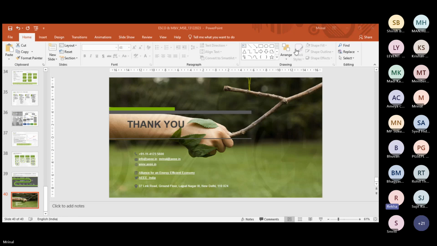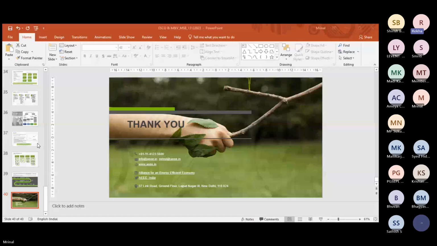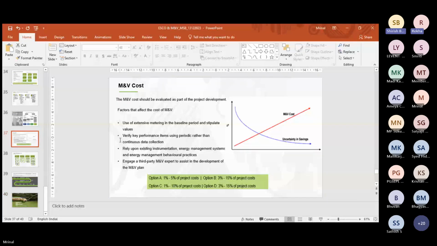Just one doubt on the M&V cost versus the project cost. In baseline DB, it is going from 3% to 50 of the project. Is it the overall project cost what we are talking about, or what is that compared to?